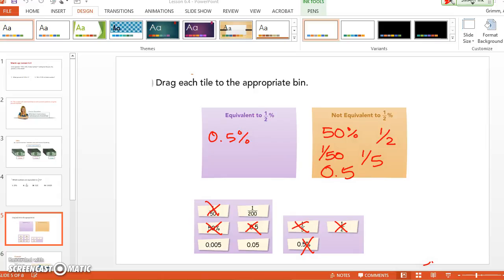Okay, so let's do 0.05. What is this one as a percent? 5%. Is that the same thing? Nope. All right, what do we have left? What would this percent be? Okay, so is that the same thing? Yes, that one is the same.